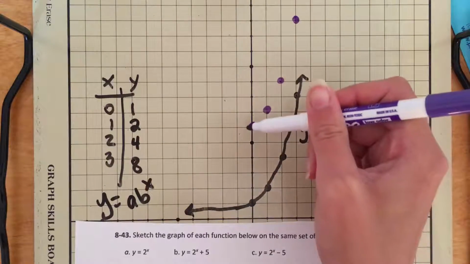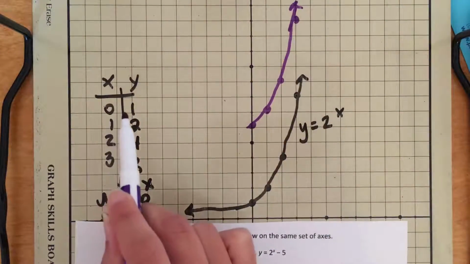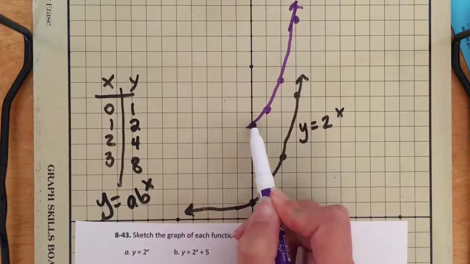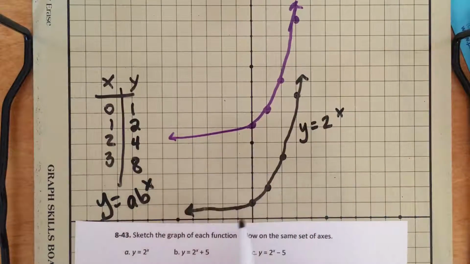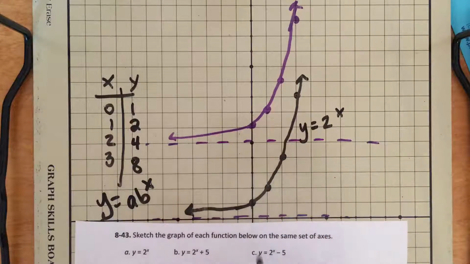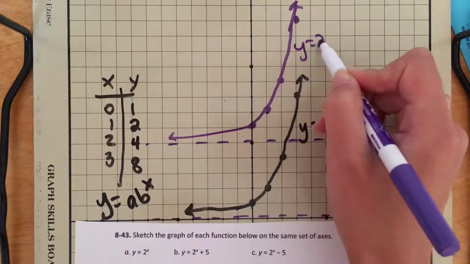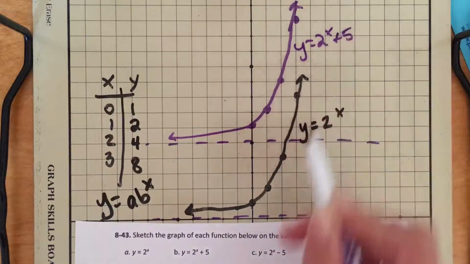So again, if you want to make a table, you can. We would have just added 5 to all of these numbers over here. And then again, we're going to have an asymptote. This one was an asymptote at 0. Now this one's an asymptote at 5. Okay, 1, 2, 3, 4, 5. So it doesn't cross there. So that is the second one, this B right here: y equals 2 to the x plus 5. It's been shifted up 5.